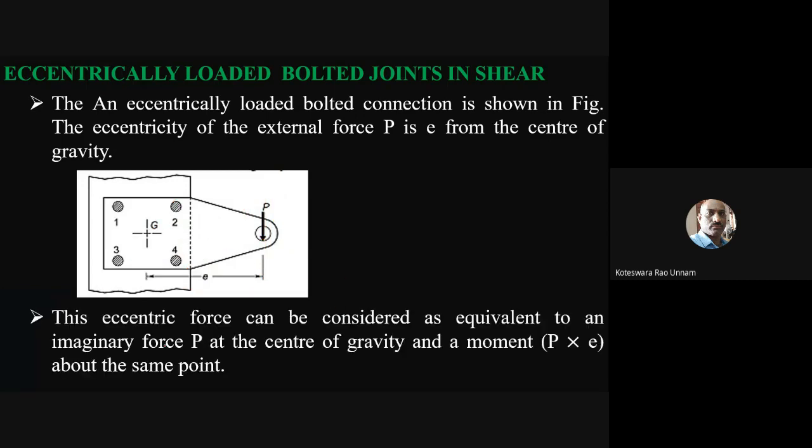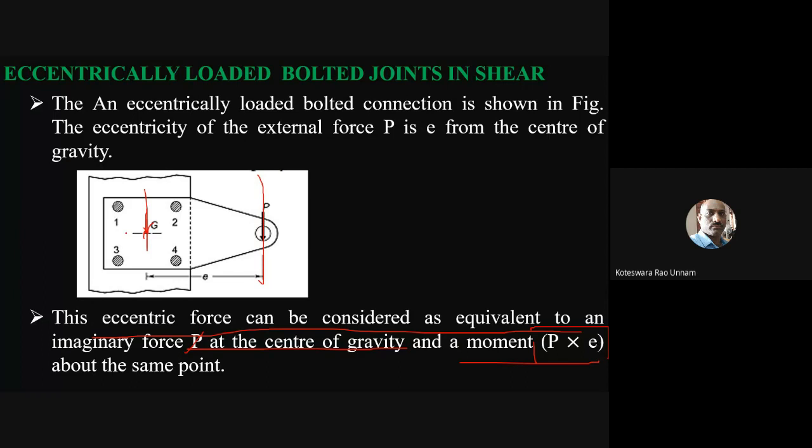Anyway, I have pictures showing that this eccentric force can be considered equivalent to an imaginary force at the center of gravity and a moment P into E about the same point. That's what I already told you. The effect of transferring this force from the load line to the center of gravity is a direct force of magnitude P in the same direction. Direction is also important here. Don't change the direction, because if you change it, obviously you will get wrong results.